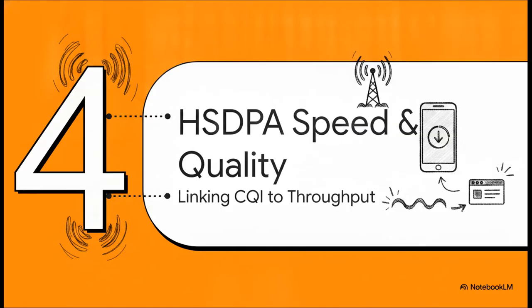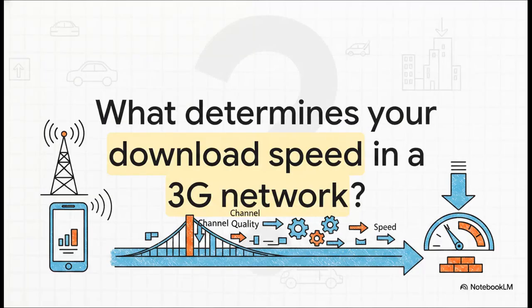All right, Section 4, HSDPA, Speed and Quality. If you've ever sat there wondering why your data is lagging or a video is just endlessly buffering even though you have full signal bars, well, the answer usually lies in something called the Channel Quality Index, or CQI. CQI is basically the bridge between those raw radio waves and your actual download speeds.